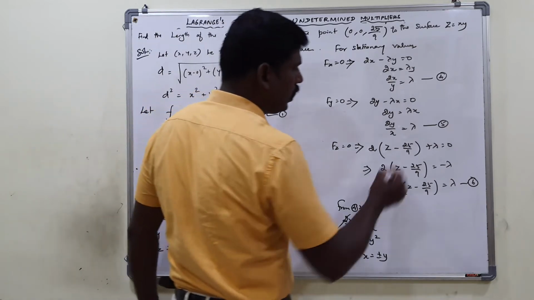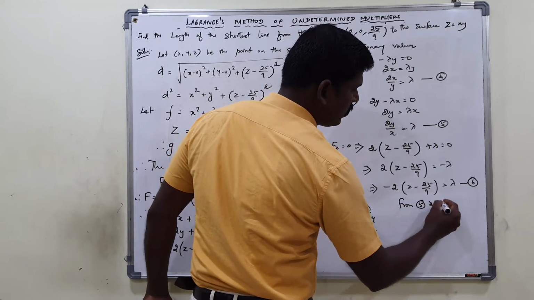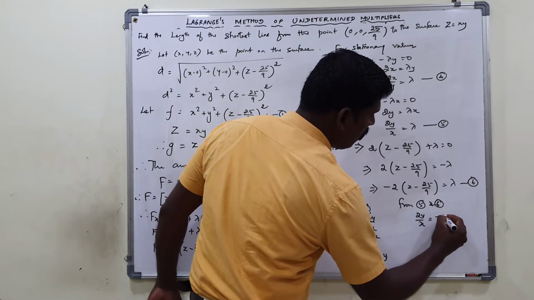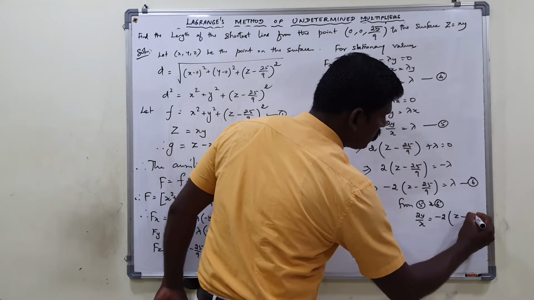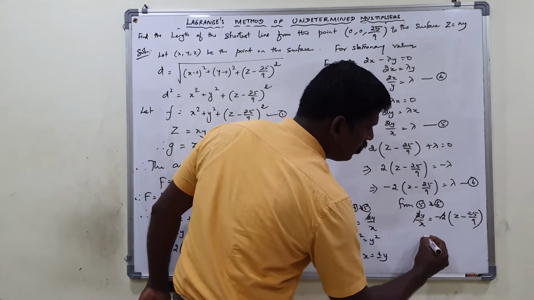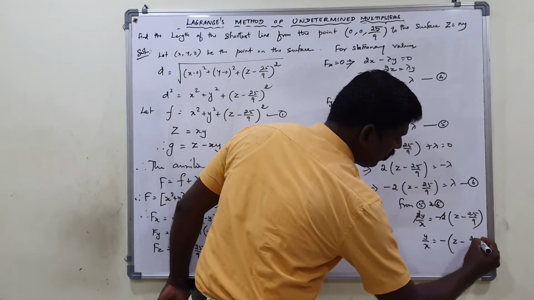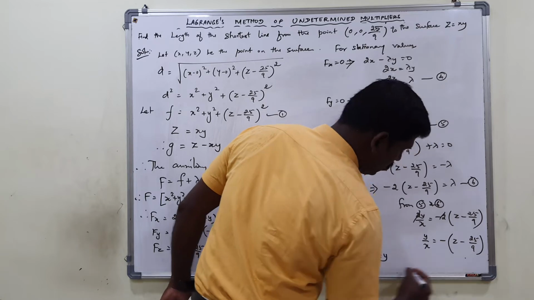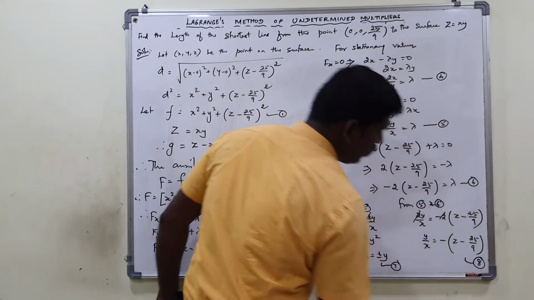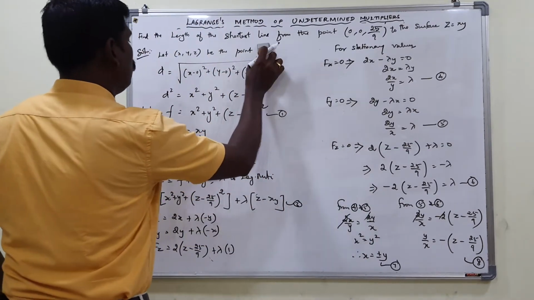Okay. Same like that, equating from 5 and 6. What do you get? 2y by x is equal to what? Minus 2 into z minus 25 by 9. Okay, you can cancel 2 on both sides. So y by x is equal to minus z minus 25 by 9. Call it as equation number 7. This is equation number 8. Right? Okay, next one.